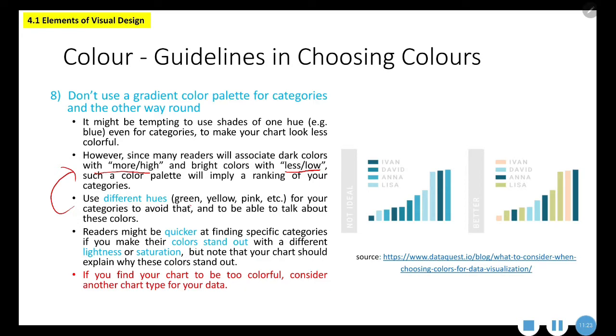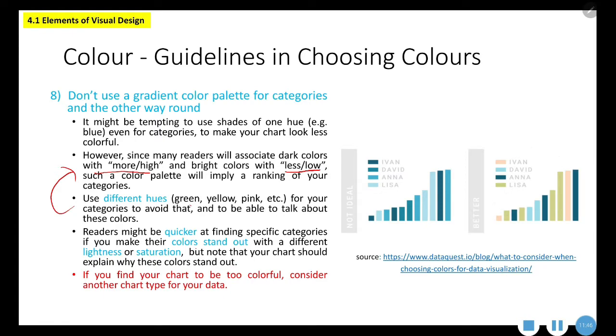So if you find your chart to be too colorful, consider another type of chart for your data. It depends on the situation. Probably a pie chart is not suitable. You can use a bar chart, but if there are too many bars, you have to find another way. Another kind of chart to represent the data. Maybe a tree map diagram is better.